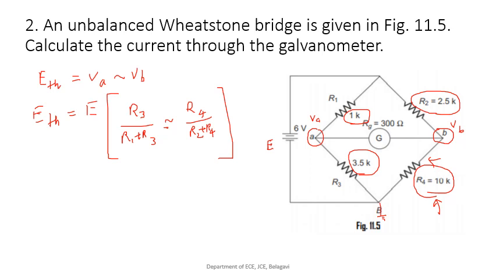So instead of writing like this, with E in bracket, I will write here R4. Why? Because I will assume that the voltage across R4 will be greater than the voltage across R3. That means VB will be greater than VA. That is what we are assuming. And here I will write minus R3 divided by R1 plus R3.